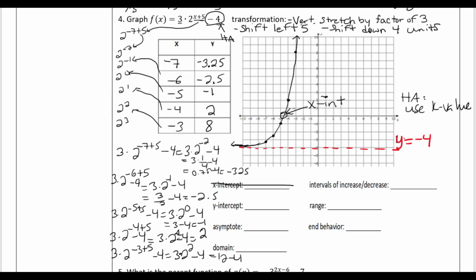With the Y-intercept, we can find that out. Remember, the y-intercept is when x is equal to 0. So we're going to plug in 0 for x and figure out what that is.